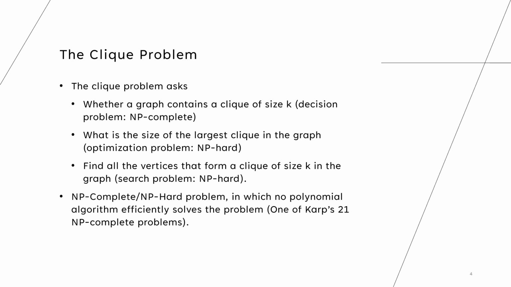It involves all 3 types of algorithm problems: the decision problem, which asks whether a graph contains a clique of size k; the optimization problem, which asks what is the size of the largest clique in a graph; and the search problem, which asks to find all vertices that form a clique of size k in the graph. In this presentation, I'll primarily focus on the optimization problem, which is an NP-hard problem.